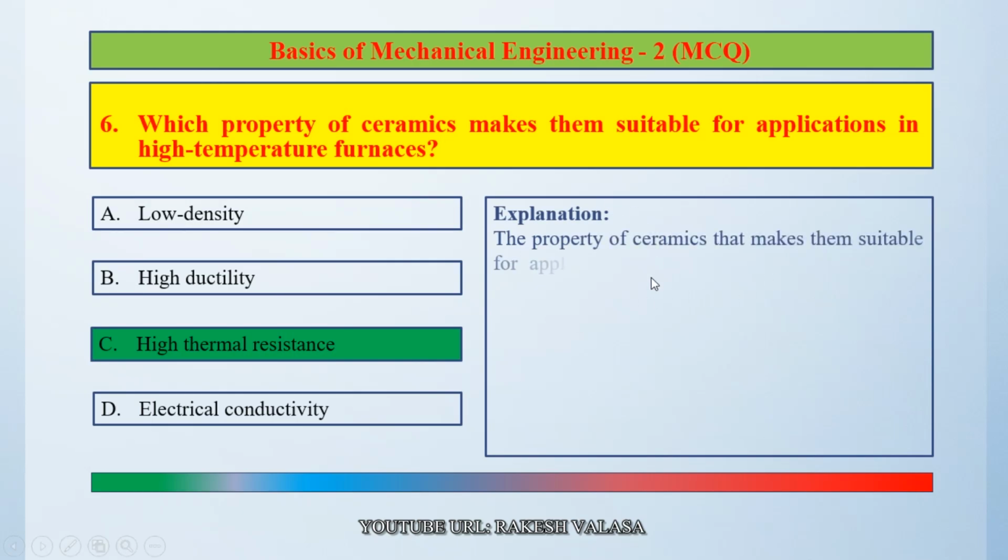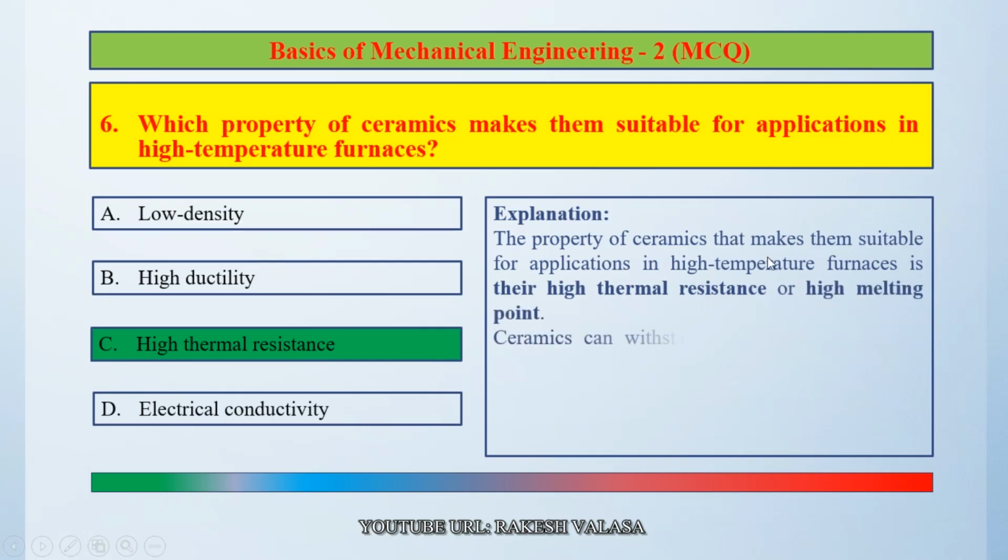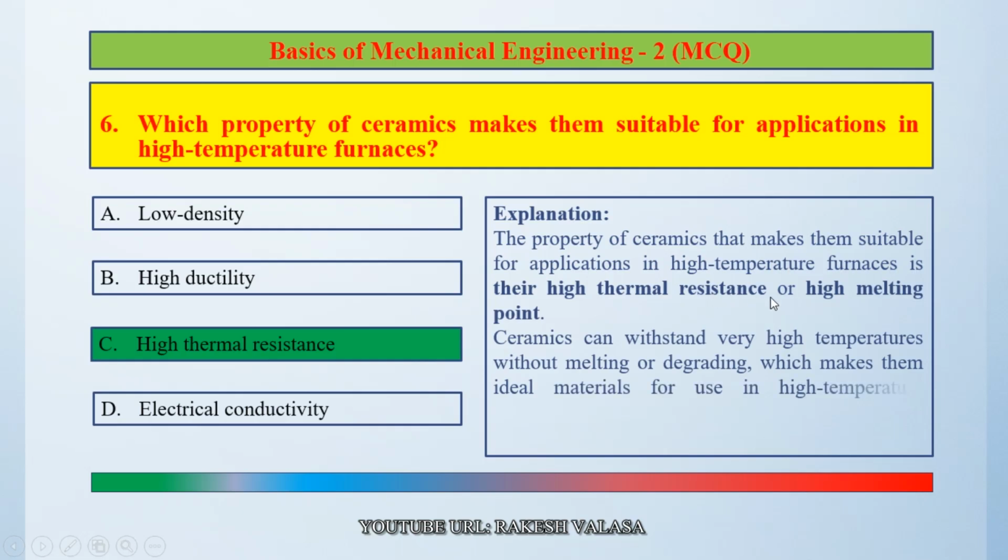The property of ceramics that makes them suitable for applications in high temperature furnaces is their high thermal resistance or high melting point. Ceramics can withstand very high temperatures without melting or degrading, which makes them ideal materials for use in high temperature environments such as furnaces, kilns and reactors. So the correct answer is option C, high thermal resistance.